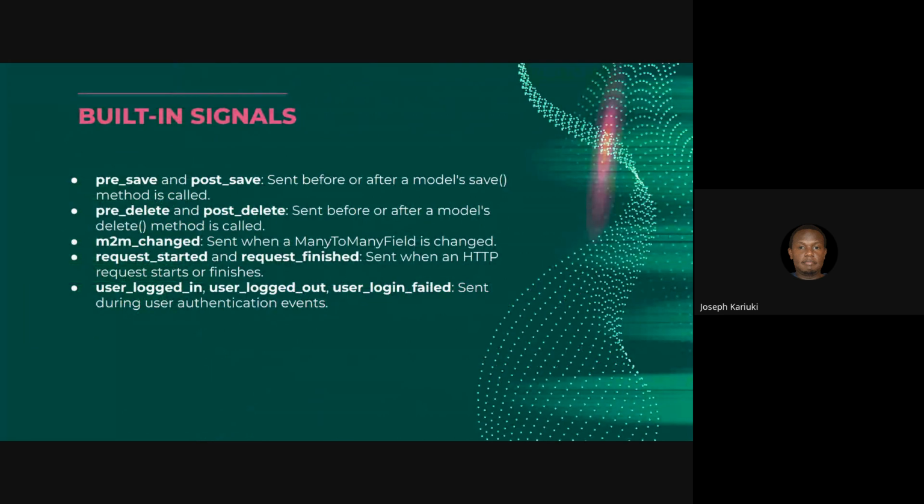So in Django, and we're going to see this, we have what you call pre-save and post-save. Just as the prefix illustrates, pre-save is sent before the model has been saved, if you're familiar with Django models. And then we have post-save, which is done after the model has been saved. And then we have pre-delete and post-delete. These are similar to the previous.